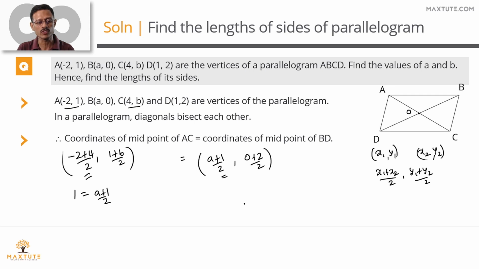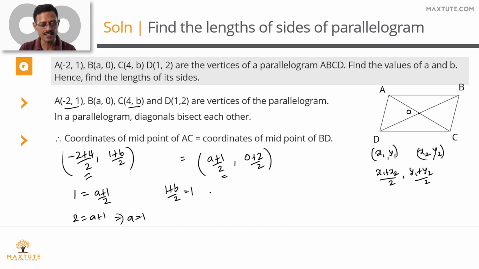Let's repeat the same exercise for the y-coordinate. The y-coordinate as measured from the midpoint of AC is (1 plus b) by 2. As measured from the midpoint of BD it is 2 by 2, which is equal to 1. Solve equation 1 separately, equation 2 separately, and find the values of a and b. Cross multiply these two, so we'll have 2 equals a plus 1. If we take 1 to the left-hand side, we'll get the value of a to be equal to 1. So you found out the value of a.